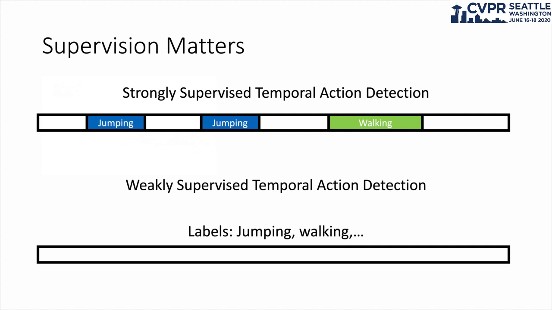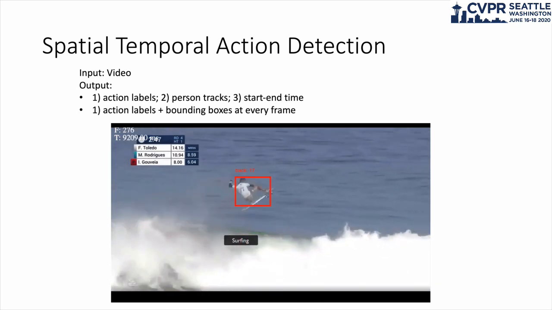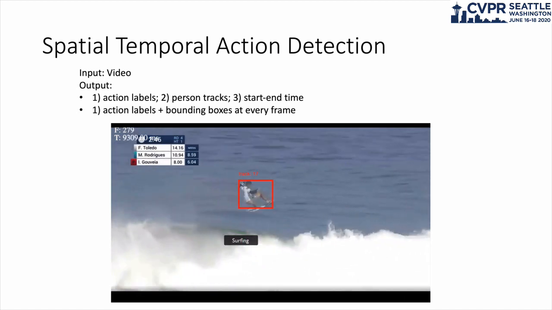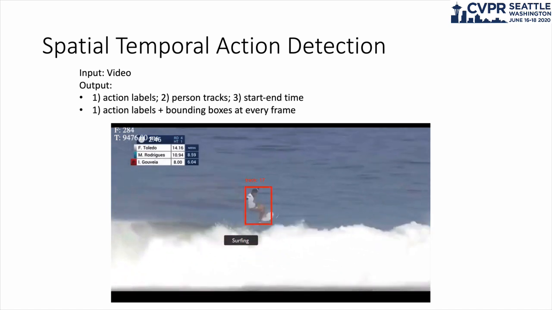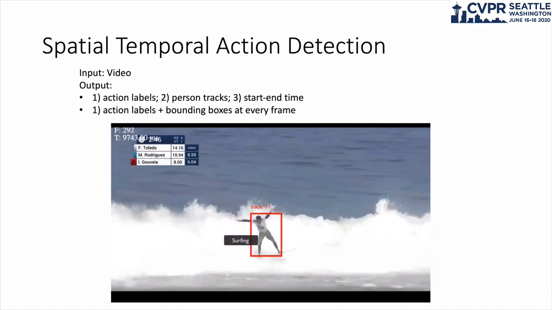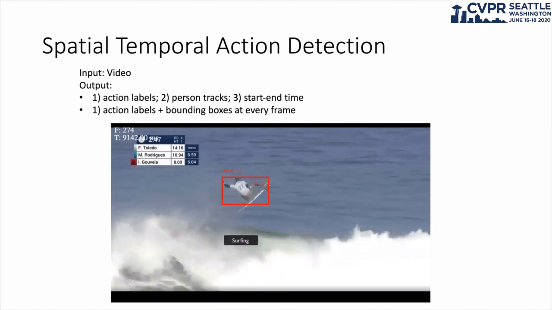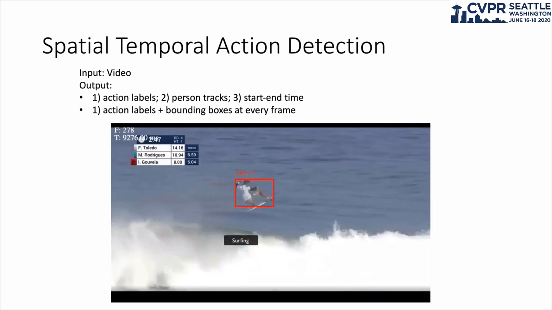The input for this problem is still a video. The output can be in two styles. First, we output action labels, person tracks, and start and end time of the activity instance on each person track. In the second style, we don't care about the identity of the person, so we only output action labels on each person bounding box at every frame of the video.